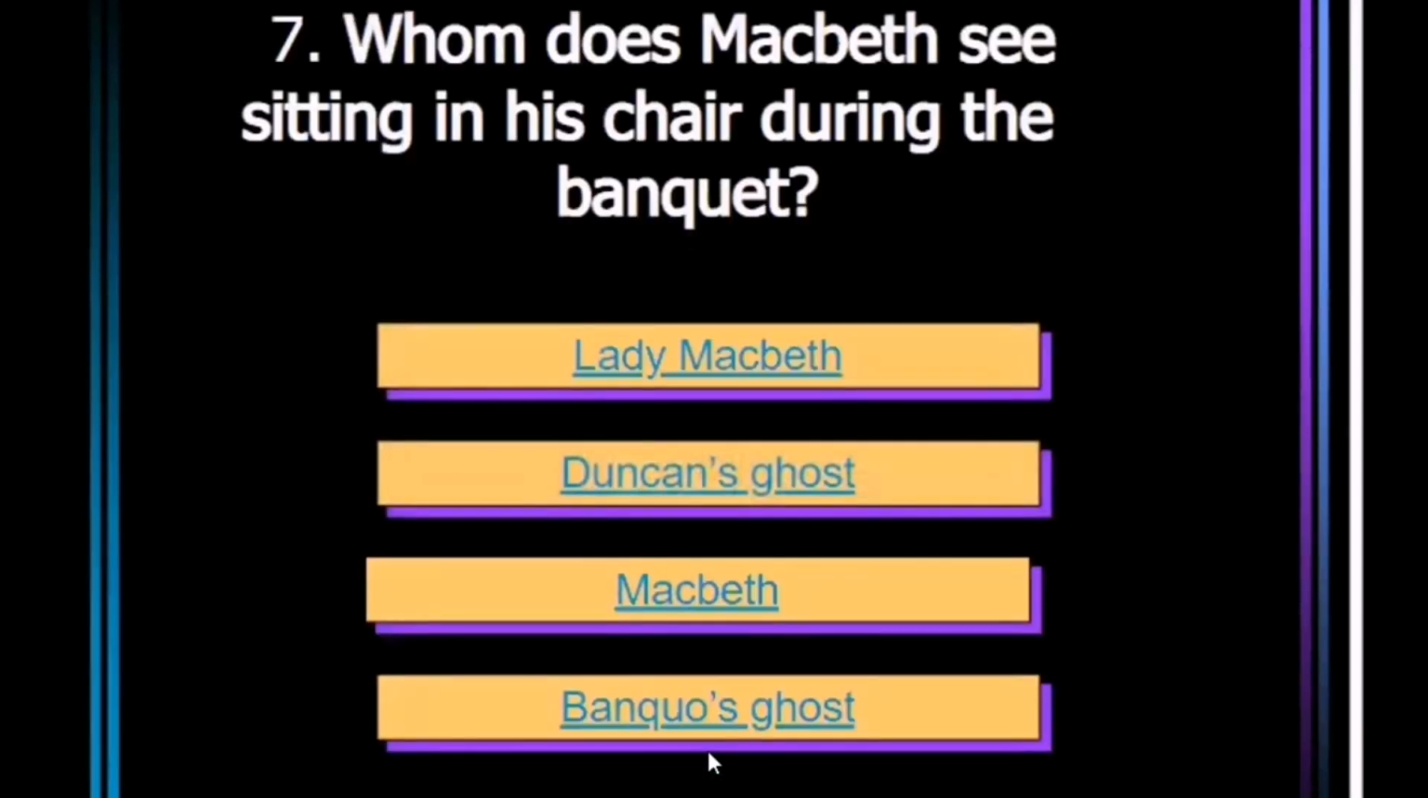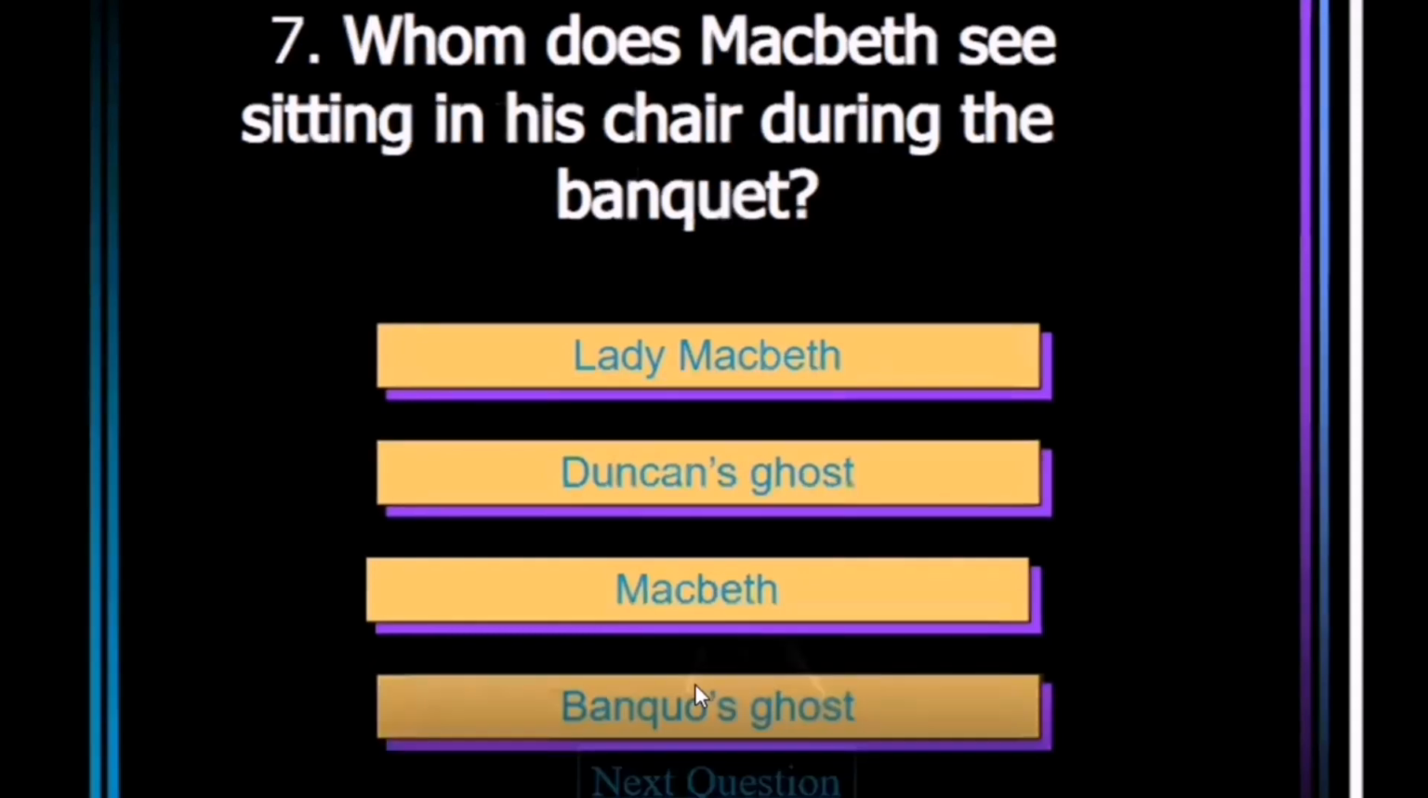Question number 7. Whom does Macbeth see sitting in his chair during the banquet? Lady Macbeth, Duncan's ghost, Macbeth, Banquo's ghost. So the answer is Banquo's ghost.